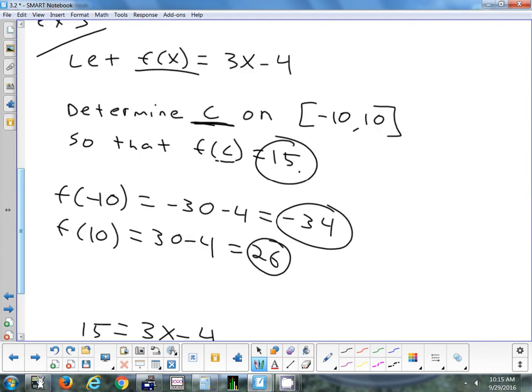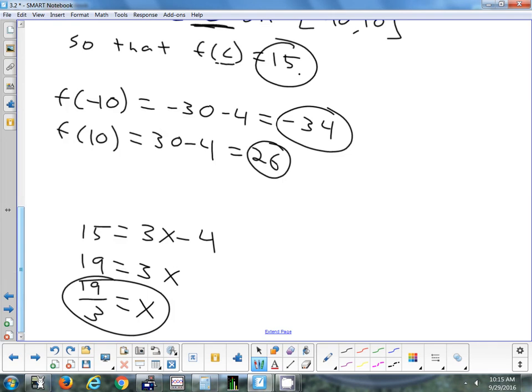The answer to this problem had to be between -10 and 10. So if you switch that interval and you said to me, determine a value for c between 20 and 30, such that I hit a y value of 15, that wouldn't work. Because when x is 20, I'm way up at 56. And when x is 30, I'm way up at 86. So between an interval from 20 to 30, I only hit y values from 56 to 86. I would never hit 15. But on this interval, I do hit 15. And that's what they wanted to know. Any questions on that?